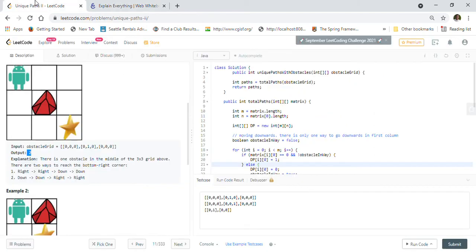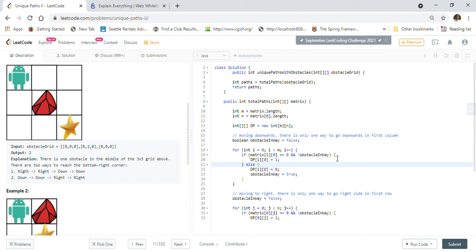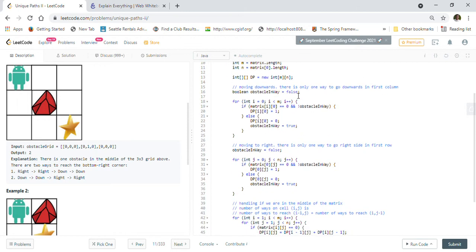So let's just look quickly at how the implementation works here. As you can see, first I have this total paths function, and I am passing the obstacle grid that is given to us, and I'm calling it matrix here. I am getting m as the rows and n as the columns, and I'm creating a DP array here with the same length and width as the obstacle grid, the same m by n, right?